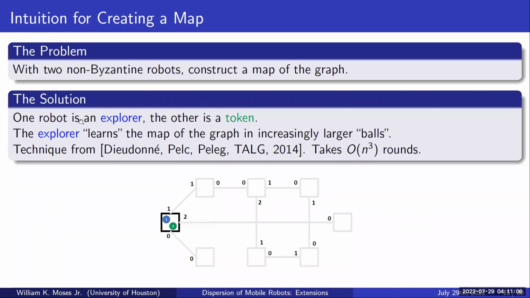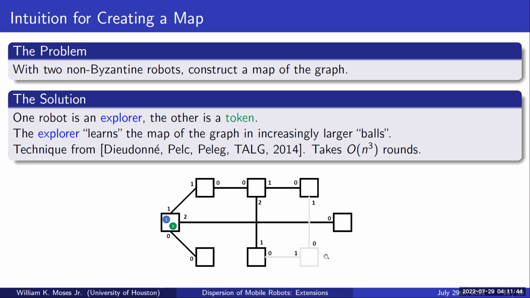Now, there's a simple solution, the explorer-token technique. It's from Dieudonné, Pelc, and Peleg, 2014. It takes only n^3 rounds, and the way it works is one robot acts as an explorer, the other acts as a token, and they learn the graph in increasingly larger balls. For instance, here, both these robots only know about the starting node that they started at. First, they'll learn about all nodes that are distance 1 away from the starting node. Then they'll learn about nodes that are distance 2 away, then 3, and then 4.